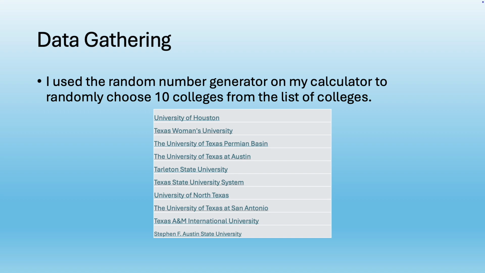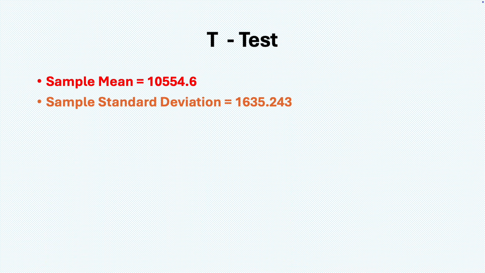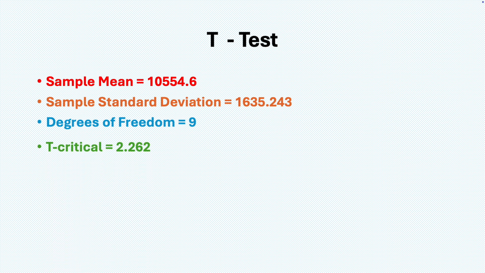I used the random number generator on my calculator to randomly choose 10 colleges from the list. And these are the 10 colleges that I chose randomly. Okay. Then I got the tuition cost for those, just tuition. Make sure you don't do room and board, just tuition. Okay. I ran a one sample t-test, had a sample mean of 10,554.6 with a sample standard deviation of 1,635.243.